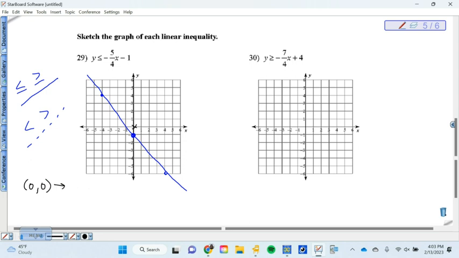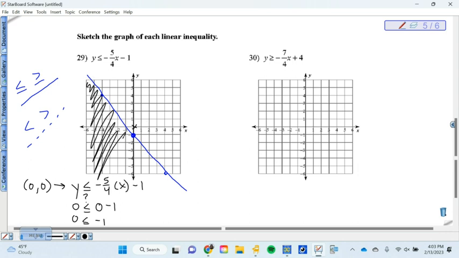I'm going to plug it into my inequality. What I'm doing is testing to see, does this work in here? So is 0 less than 0 minus 1? Well, no, because 0 is not less than -1, right? So that means I can't shade the side that has 0, 0. I have to shade the opposite side. So it's all that below it.